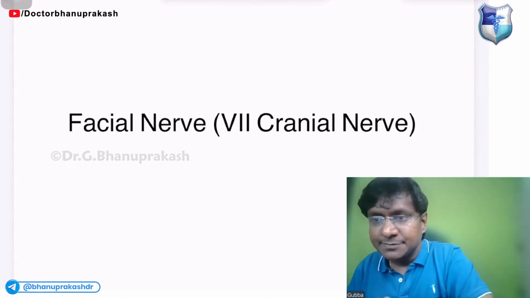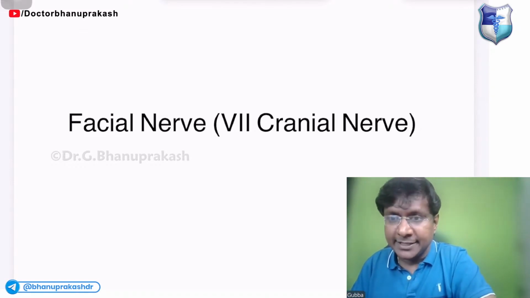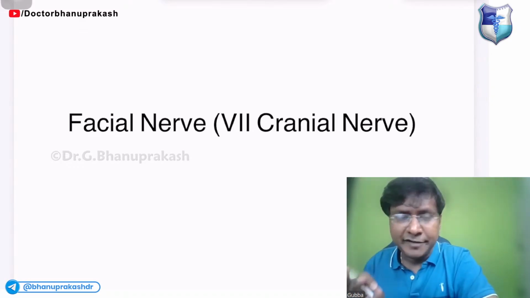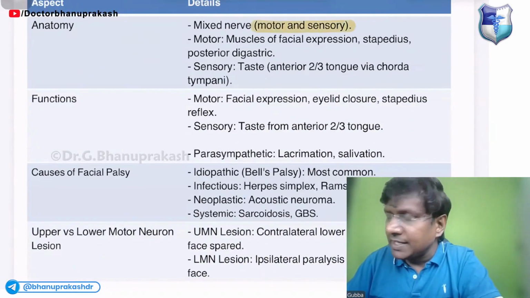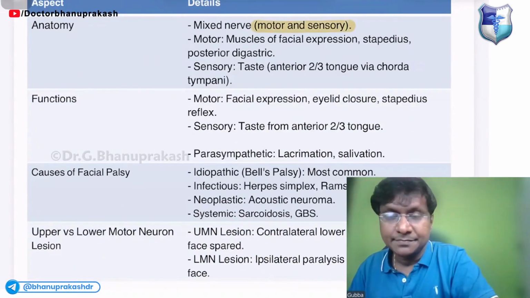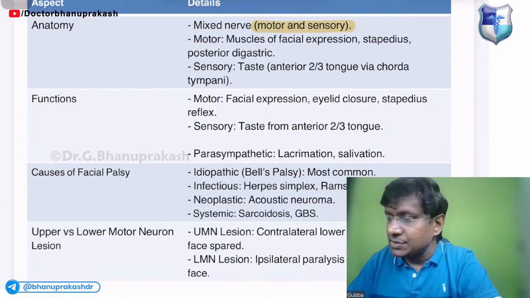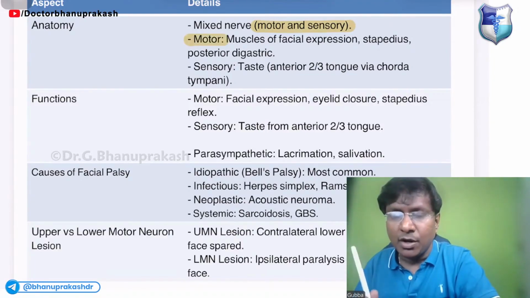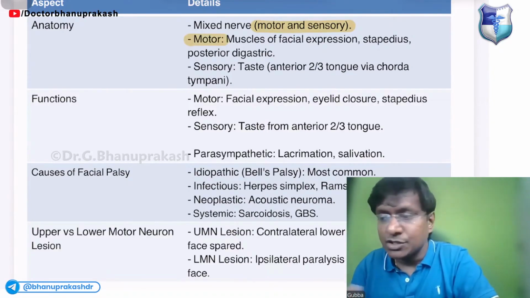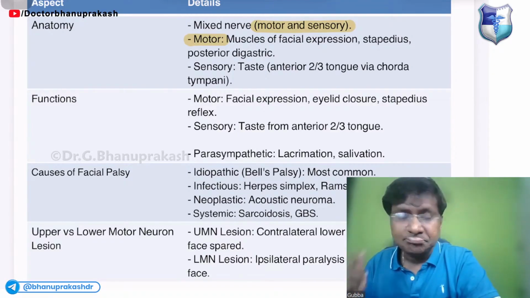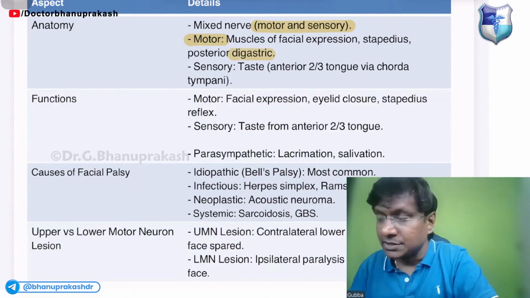Okay, so if you take the facial nerve abnormality, this facial nerve is a mixed nerve. That means you have motor as well as sensory abnormality. What will be the motor manifestations? Motor manifestations will be in the form of muscles of facial expression, they lose their activity because of the involvement of the facial nerve. Muscles of facial expression, stapedius, which is there in the middle ear, and as well as posterior digastric, these are all supplied by the motor component of the facial nerve.